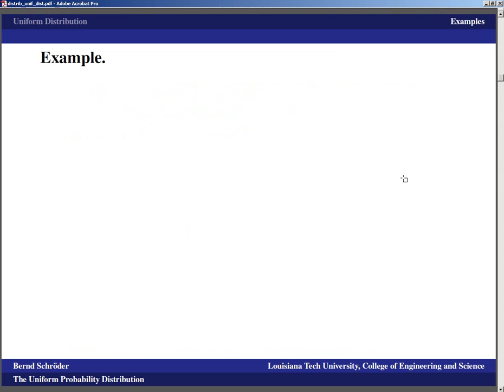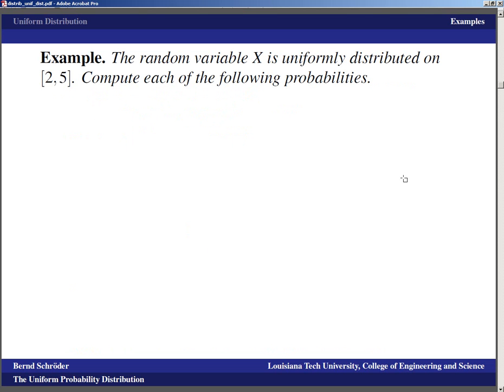And so now let's take a look at some examples, and these examples are just designed to drive home the point that probability is area. So we're going to look at one random variable x that is uniformly distributed on an interval from 2 to 5, and we're going to compute each of the following probabilities. The probability that x is less than or equal to 3. Well, 3 minus 2 is 1, divided by 3 is 1/3, right? And if we really want to make sure of this stuff, we just go ahead and draw the distribution.